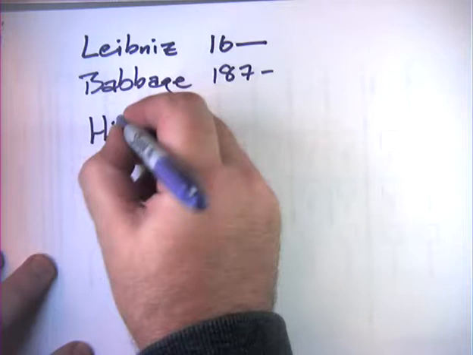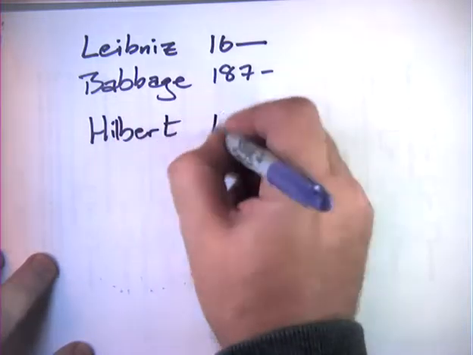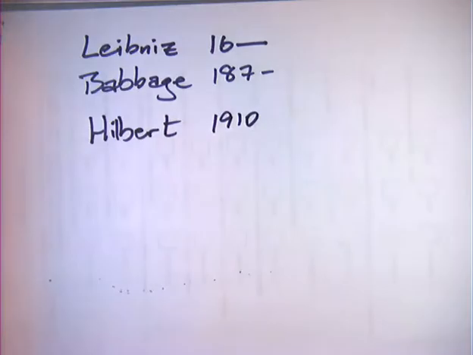Then there's Hilbert in the early 1900s. The same question started to come up in the mathematical world. What can we prove? Proving things and computing things are almost identical. You can think of a proof as a trace of a program. And Hilbert posed a series of questions at the International Congress of Mathematics in 1910 that included, is there a decision procedure for a certain mathematical problem?